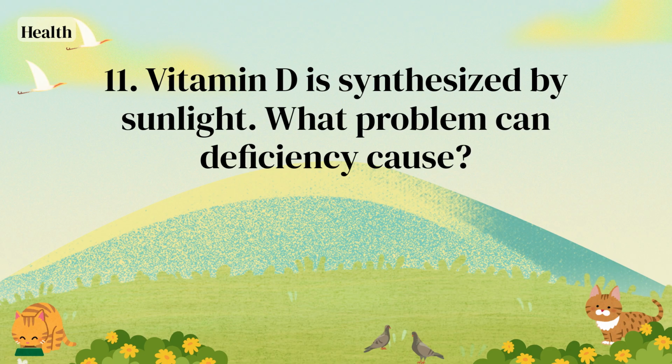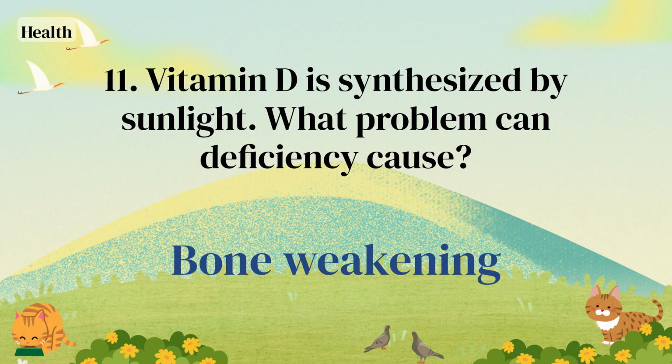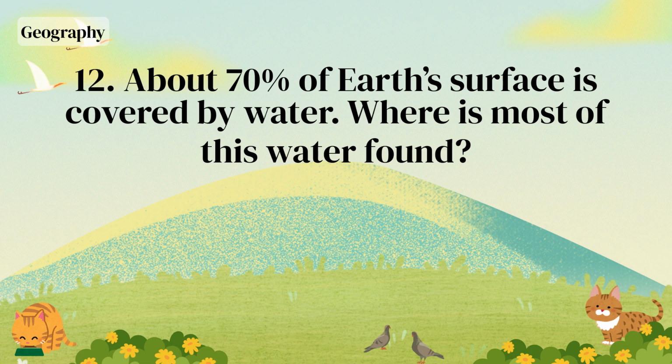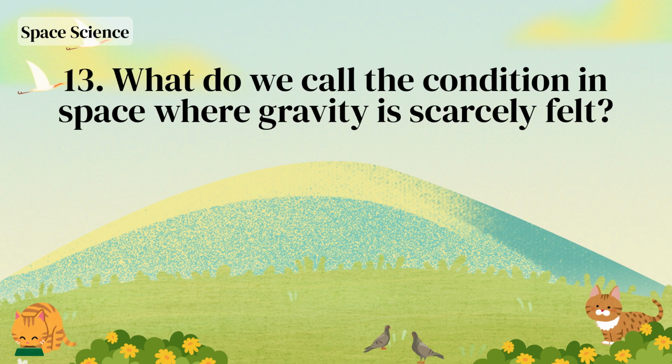GMO. Vitamin D is synthesized by sunlight. What problem can deficiency cause? Bone weakening. About 70% of Earth's surface is covered by water. Where is most of this water found? The oceans. What do we call the condition in space where gravity is scarcely felt?